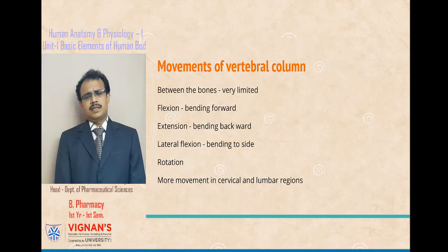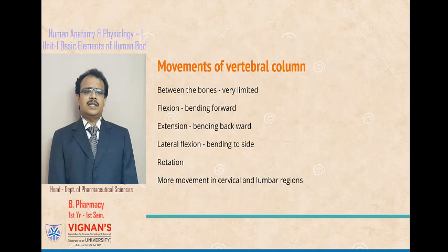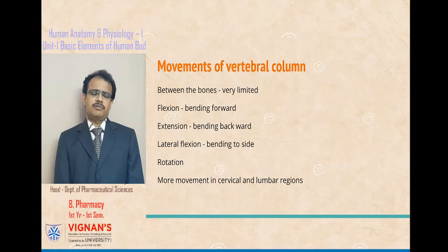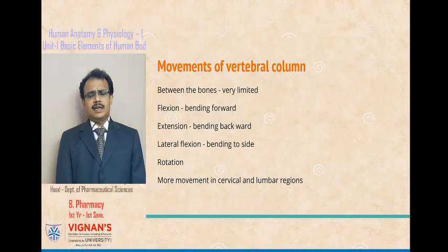intermediate intervertebral discs which form cartilaginous joints, and this facilitates slight movements within the vertebrae. And the various movements which are possible with the vertebrae of the vertebral column are flexion, that is bending forward, extension, that is bending backward, lateral flexion, that is bending sidewards, and rotation. So these are the movements that are possible with the vertebrae.